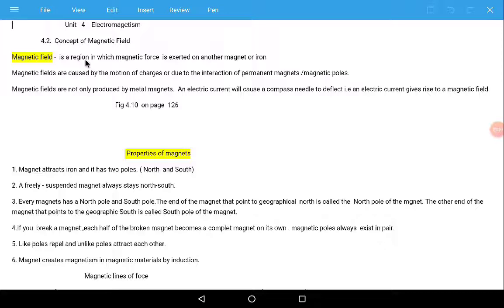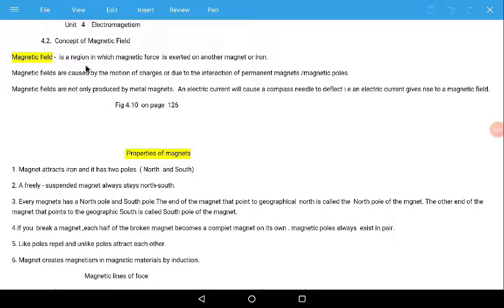Or in another definition, magnetic fields are caused by the motion of charges. Without motion of charge, it cannot create a magnetic field, but it is caused by the motion of charges, or due to the interaction of permanent magnets, not temporary magnets, but the interaction of permanent magnets or magnetic poles. Poles means the end of the magnet, or the end point of the magnet is what you call poles.